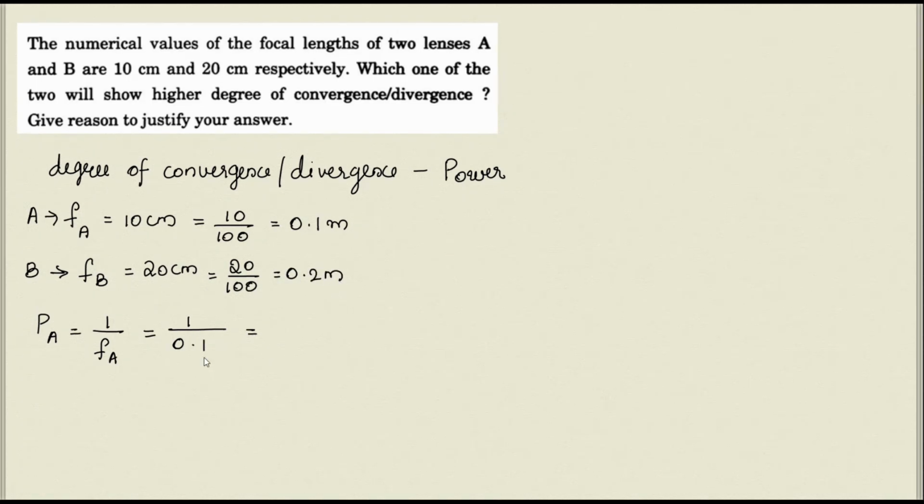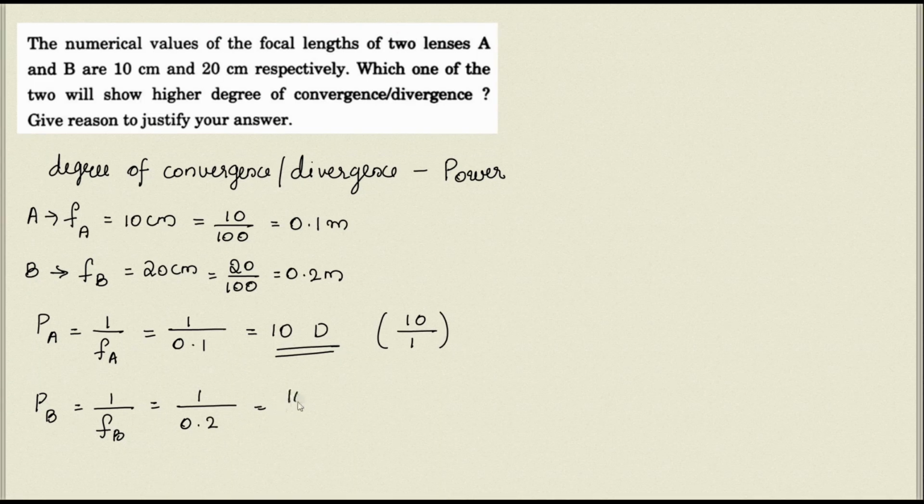Yes. Now, what is 1 by 0.1 meter? That is basically 10 diopter, isn't it? It is 10 by 1, 10 diopter. Now, what about the power of B? Power of B, we can take it as 1 by FB. That is equal to 1 by 0.2. That is equal to 10 by 2, that is equal to 5 diopter. Yes, so we got the power of A and power of B.